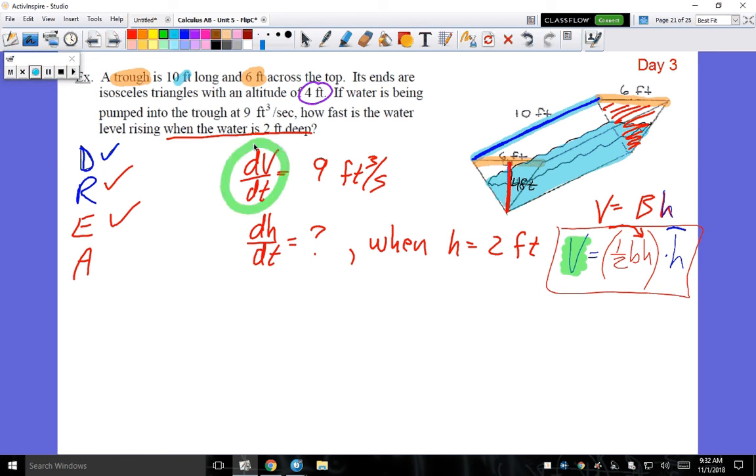The answer is yes. Because how else am I going to get dV dt when I derive the next step? If I change it to a different letter, I can never get dV dt. Alright, this base of the triangle, is it changing throughout the problem?